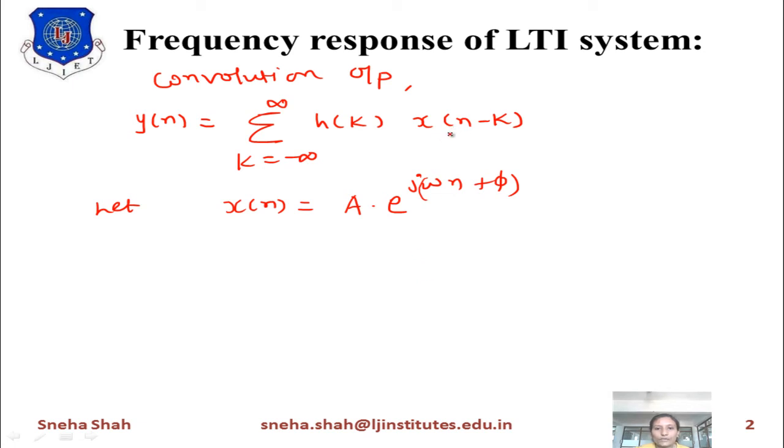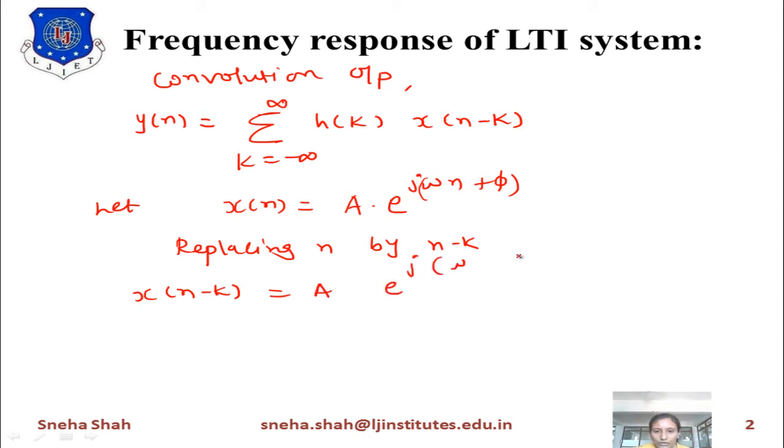Now in this equation the requirement is n minus k. So we replace n by n minus k. So this equation becomes x of n minus k equals a e raised to j omega, and instead of n I will write n minus k, plus phi. Now if I simplify this term, it becomes a into e raised to j into omega n, and this term becomes minus omega k plus phi.